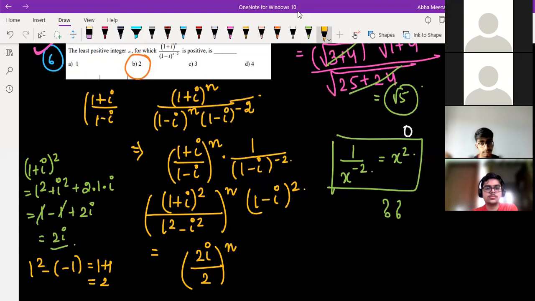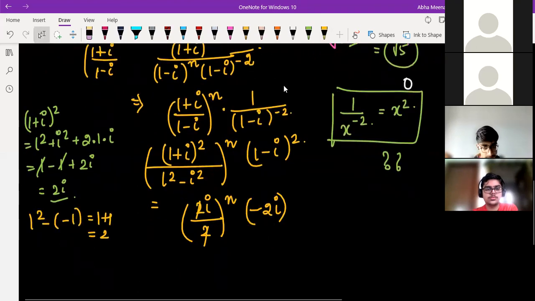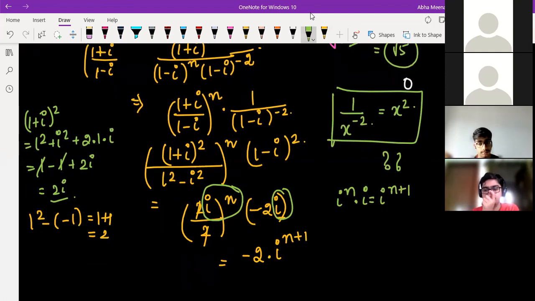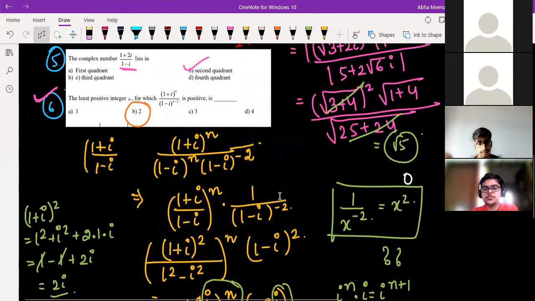What is (1 minus i) whole square, children? Minus 2i. Yes, minus 2i. So, 2 can be cancelled out. Now, what is there? Minus 2 into i to the power n plus 1. Because here i to the power n is there, and here one i is there. So i to the power n into i. So this is what you have got, the final answer.